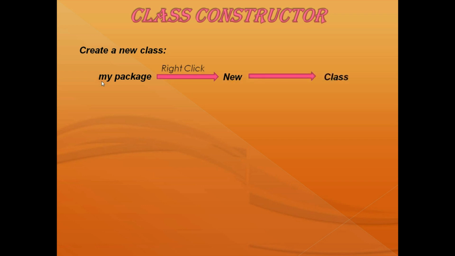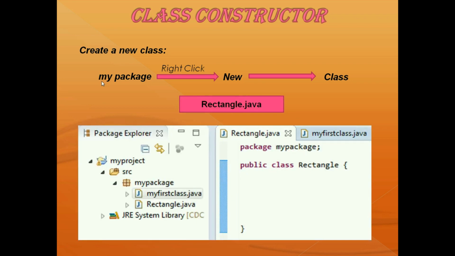Now let's start programming to understand constructors in a better way. First of all, I'll create a new class. So I will go to my package, then right click, then go to New, and I will create a class and give the name Rectangle to my class.